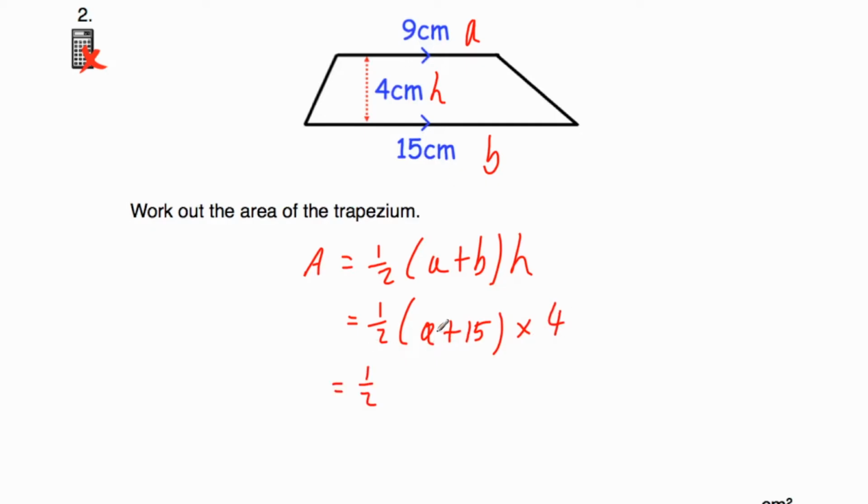So now let's work out what's inside the brackets. 9 plus 15 is 24, so half of 24 times 4, the height. A half of 24 is 12, so we've got 12 times 4. And finally, 12 times 4 is equal to 48.